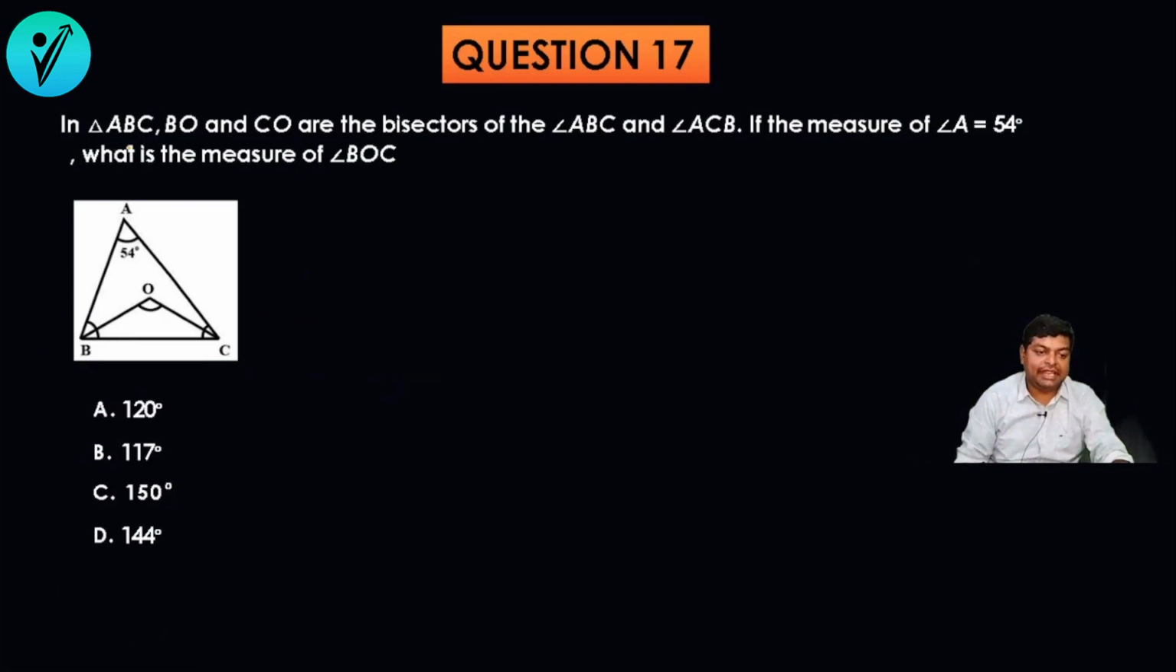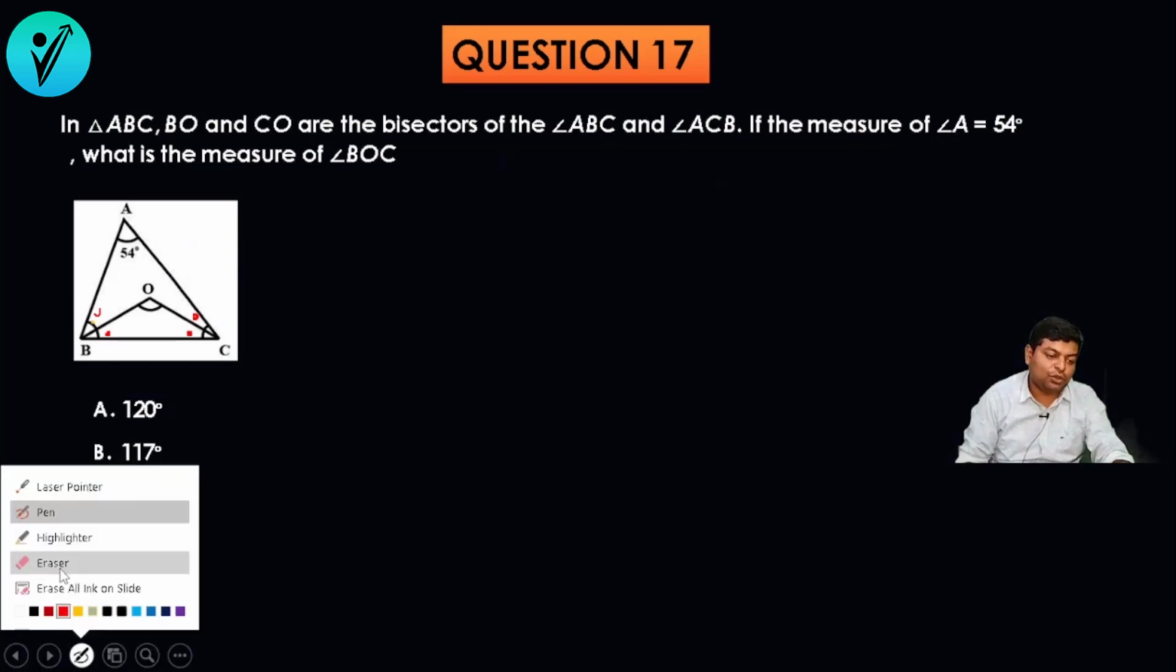In a triangle ABC, if BO and CO are the bisectors of angle ABC and angle ACB, it says that these lines are angle bisectors. So if these are angle bisectors, whatever is the value of this, the value of this will be the same. If the measure of angle A is 54 degrees, then what is the measure of angle BOC?